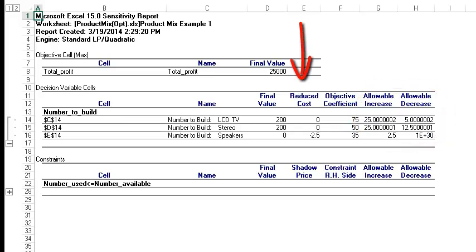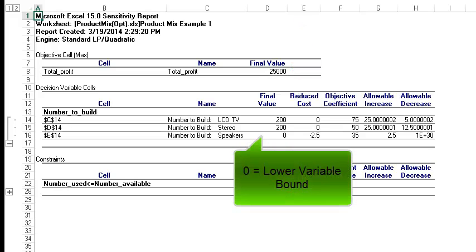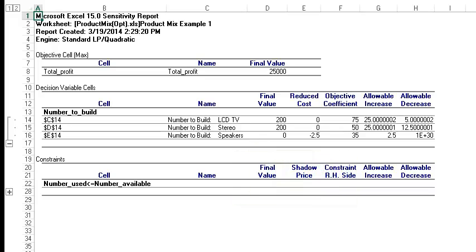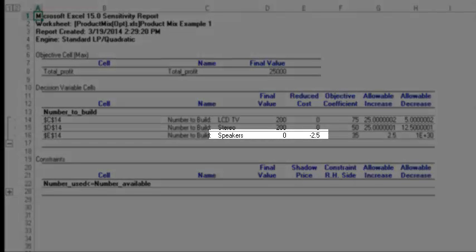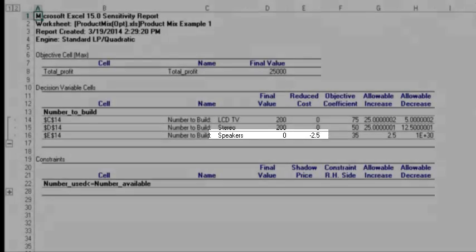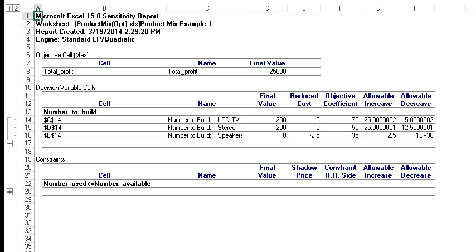The reduced cost for a variable is non-zero only when the variable's value is equal to its upper or lower bound in the final solution. In this example, producing one speaker will decrease our total profit by $2.50. Loosening the bound will improve the objective. In this example, if I were to decrease the lower bound 1 unit from 0 to -1, the objective would improve or get larger by $2.50. Of course, it's impossible to create a negative amount of products.